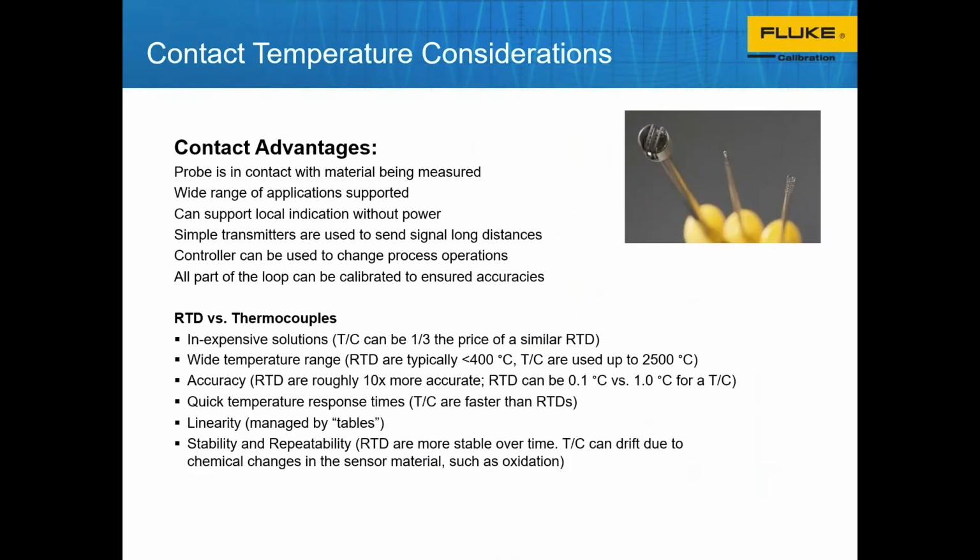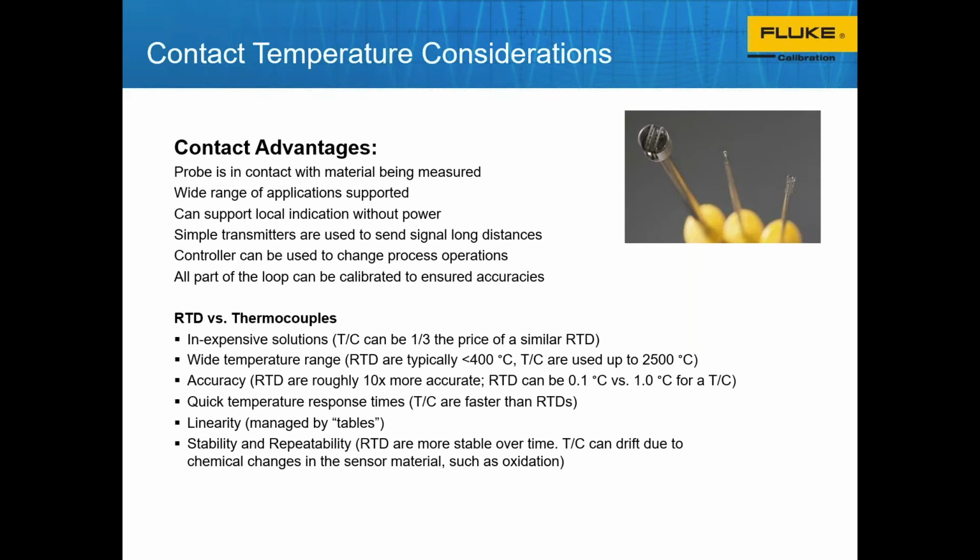So the advantage of using a contact type probe is that the probe is actually in contact with the material itself being measured. Therefore, there's an assumption that the probe and the material are the same temperature. Having a contact probe will cover a wide range of applications. And if it's a visual indication, a mechanical type probe, you don't actually need power there to get an idea what the temperature is. You can get that temperature measurement without the power being applied to it. So if you have a bimetal temperature gauge, you can just walk up and do a local indication and say, yep, that water temperature is 97.4 degrees Celsius because I see it on the gauge.